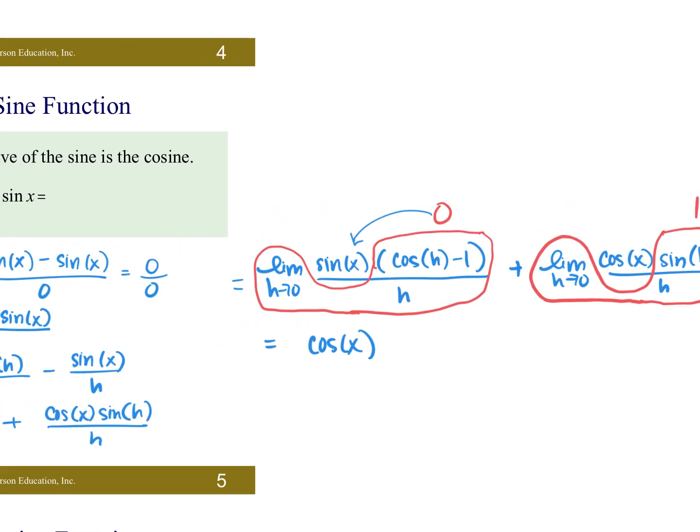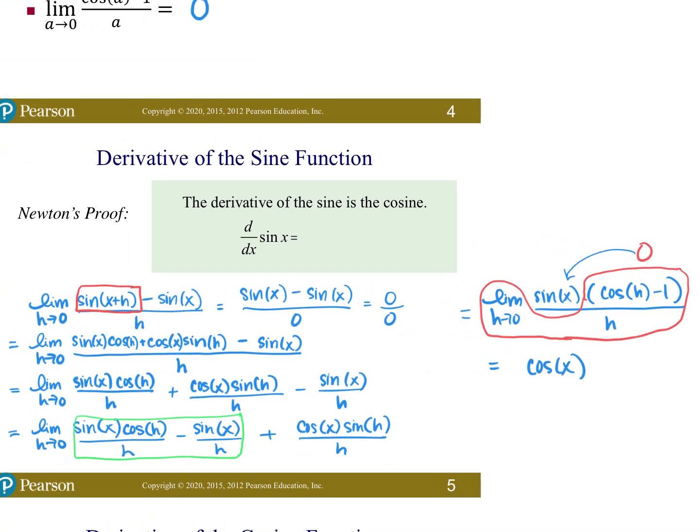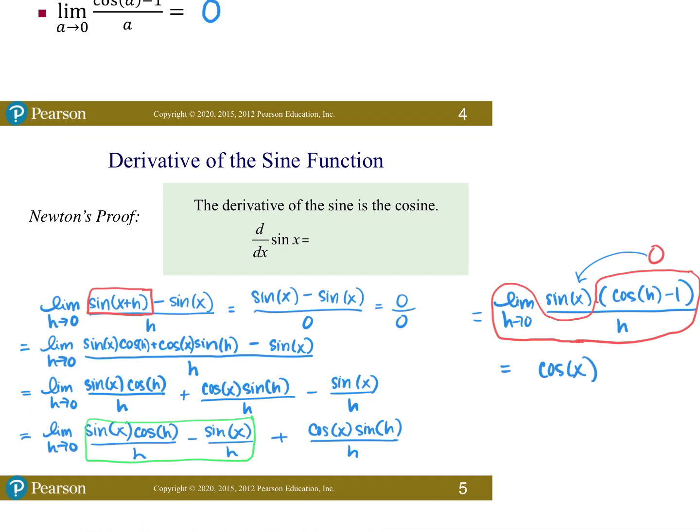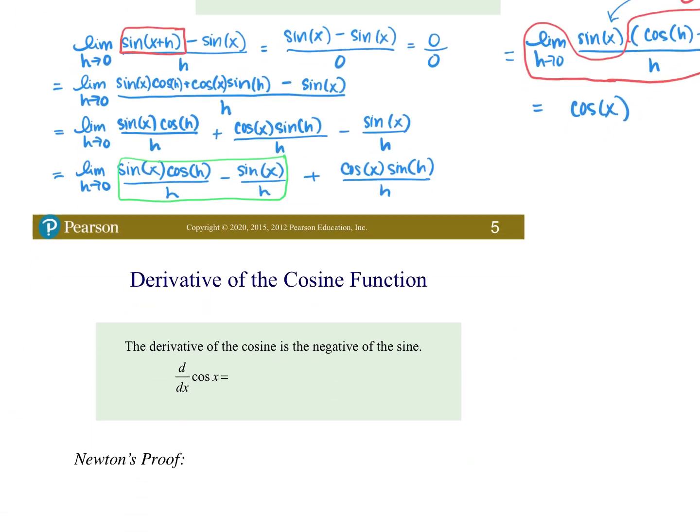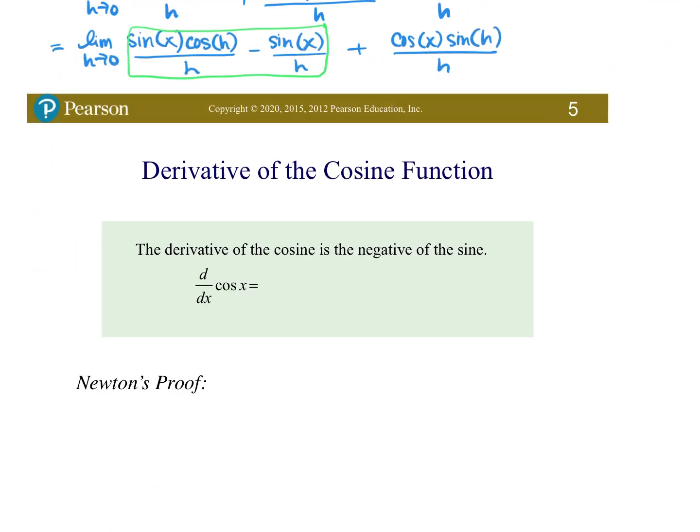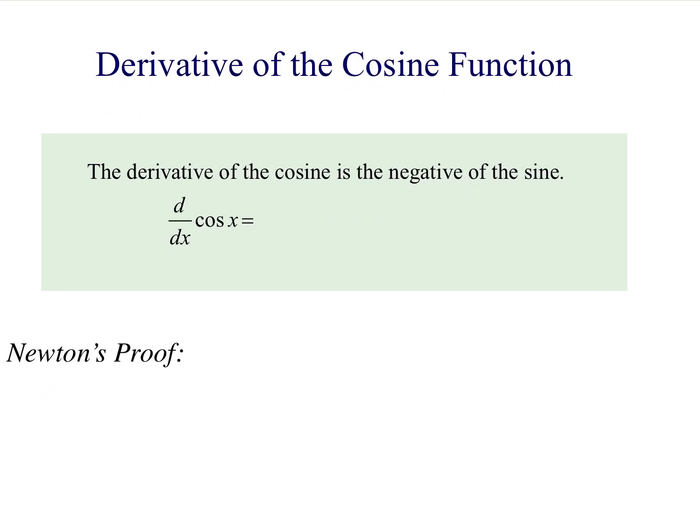And so what did Newton discover? What was he trying to prove? The derivative. The derivative of sine is cosine. What do you think the derivative of cosine is? I wish. The derivative is negative sine.